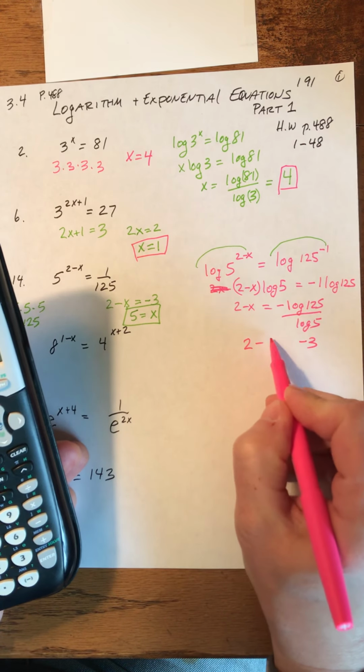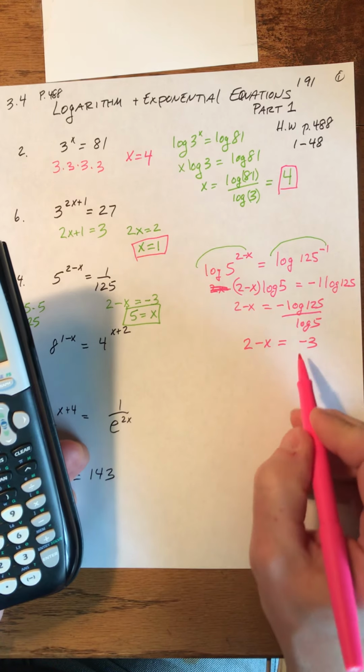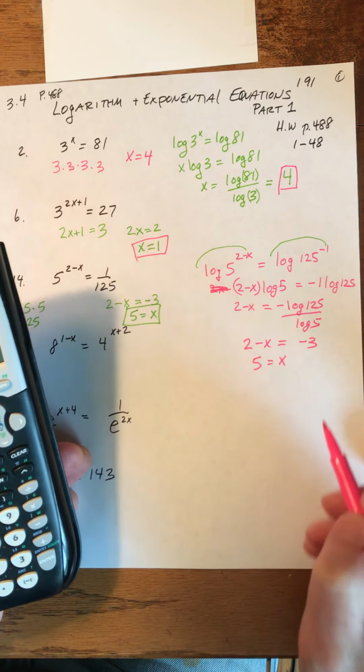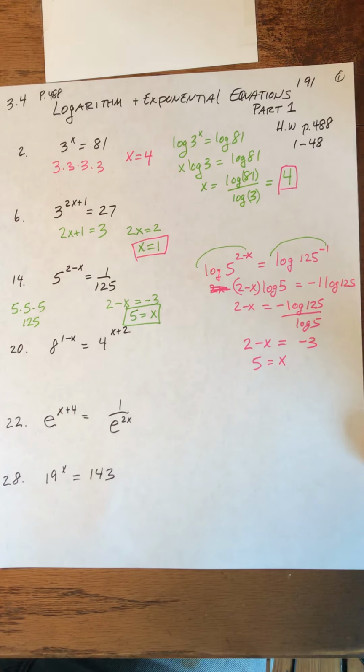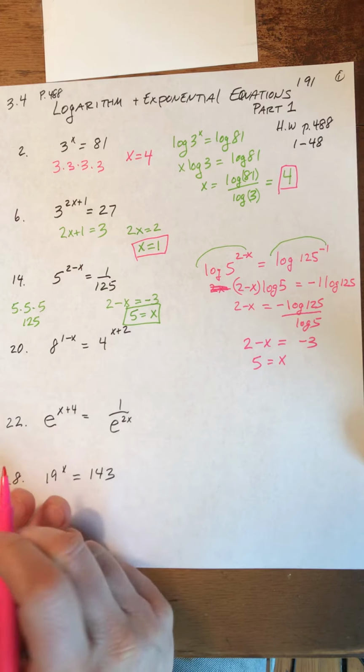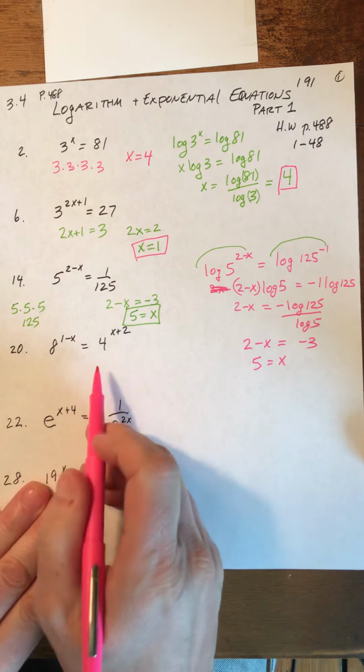So we'll have a 2 minus x equals negative 3. Add the 3 over to this side, we get a 5. Add the x over to that side, and we get a positive x. You can even pause this video and try these for yourself. These here, there's two ways you could do it.